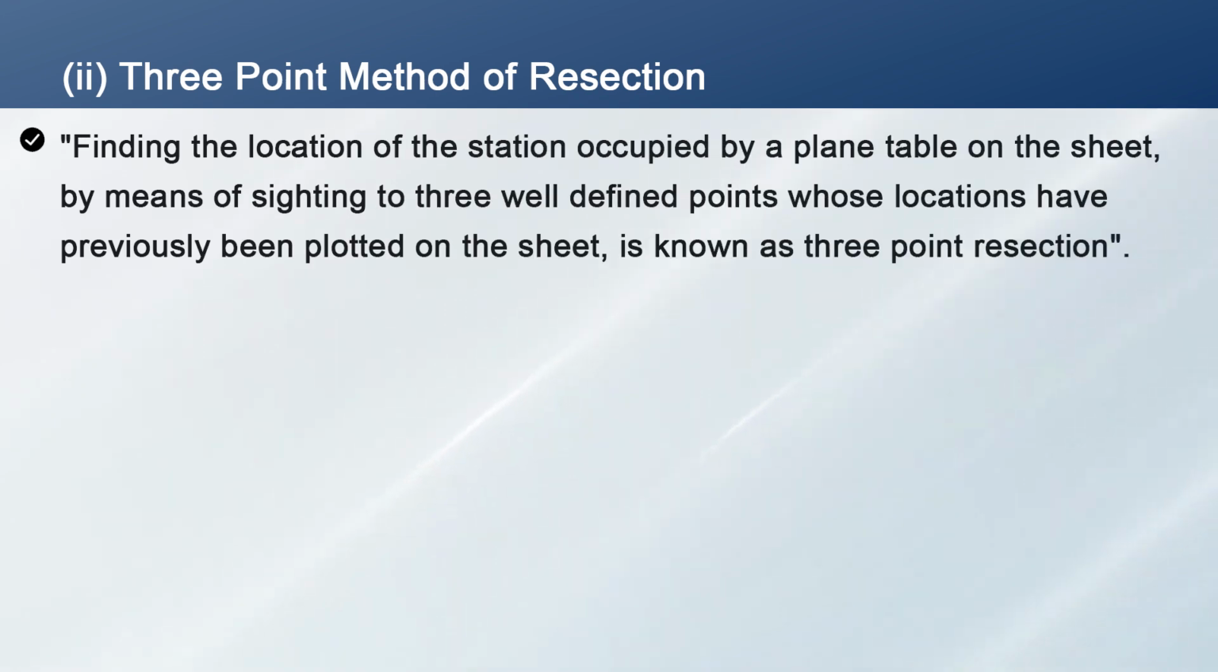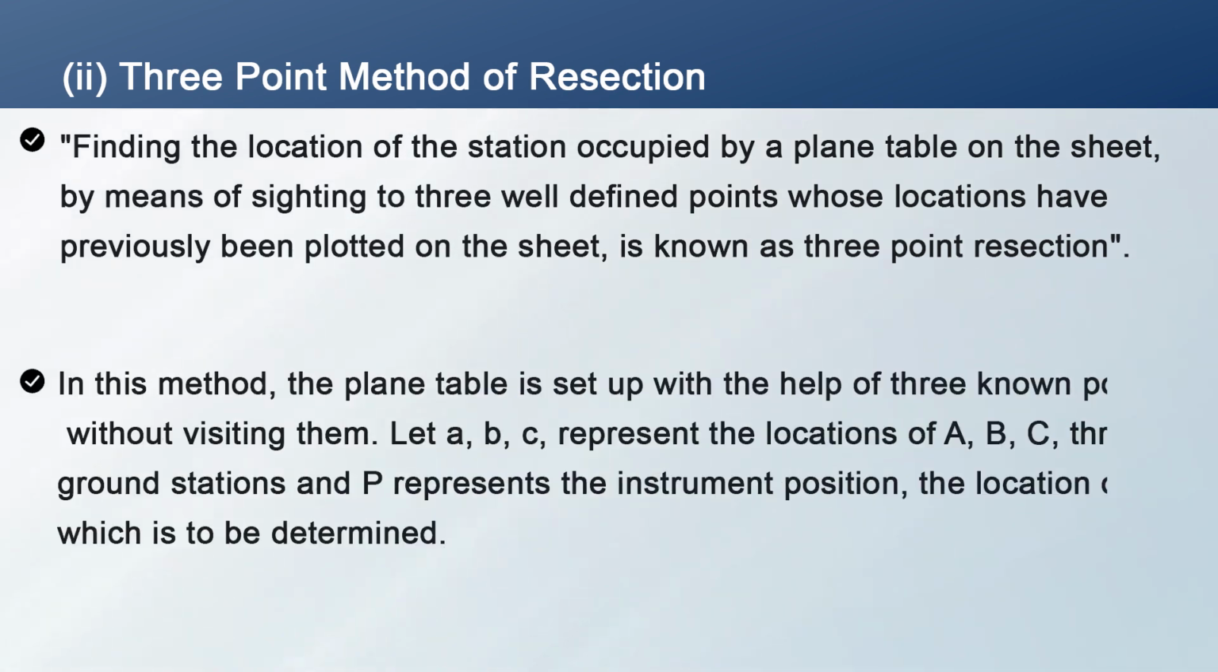Next, three-point method, also called resection. Finding the location of the station occupied by the plane table on the sheet by means of sighting two or three well-defined points whose locations have previously been plotted on the sheet is known as three-point resection. In this method, the plane table is set up with the help of three known points without visiting them.